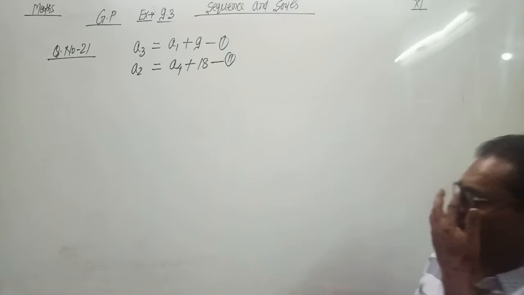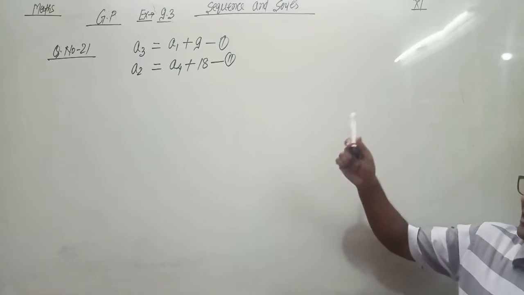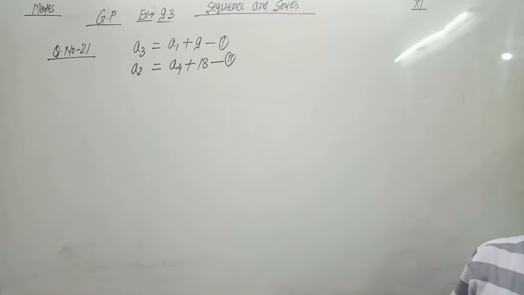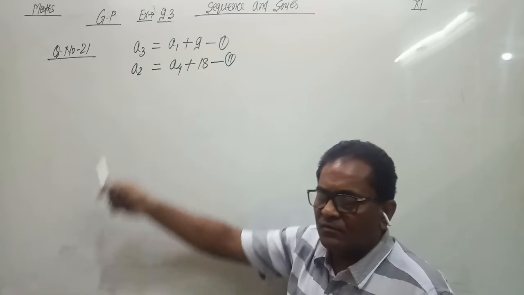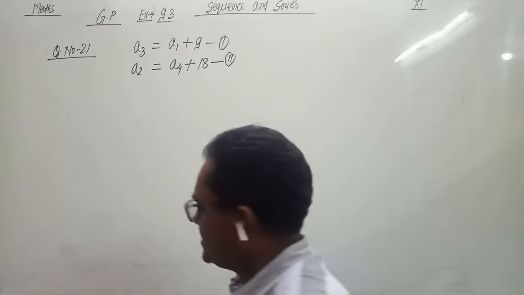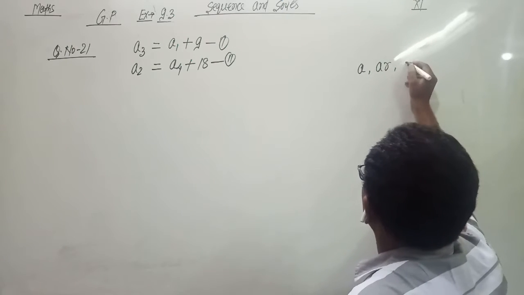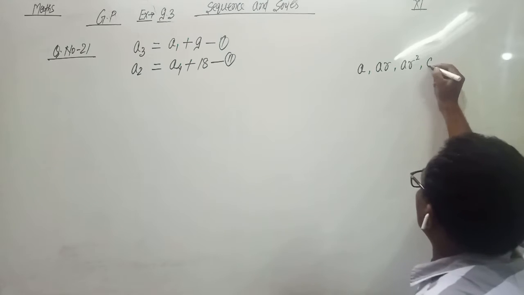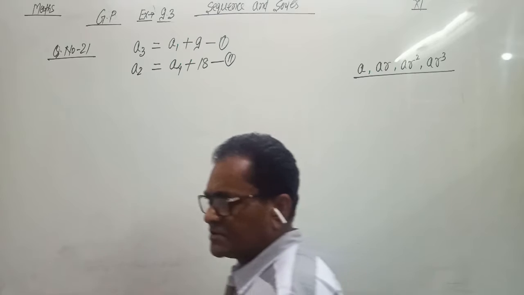The first information is that the third term of a GP is greater than the first term by 9, and the second term is greater than the fourth term by 18. Then we have to write the first four terms of a GP. The first four terms means a, ar, ar square, ar cube. We have to find these values.